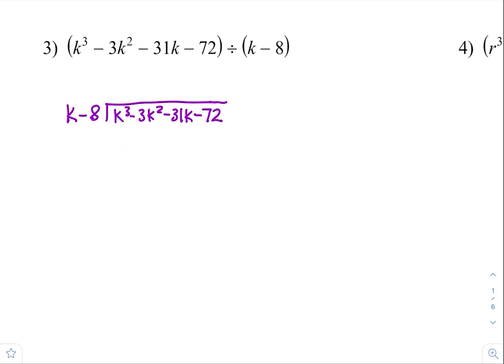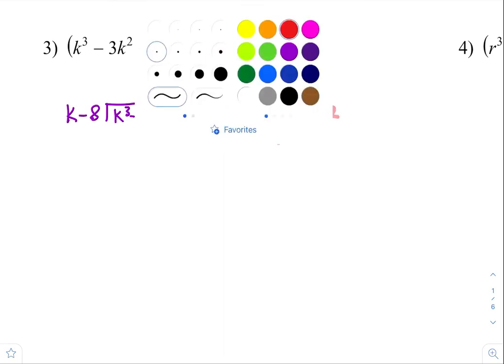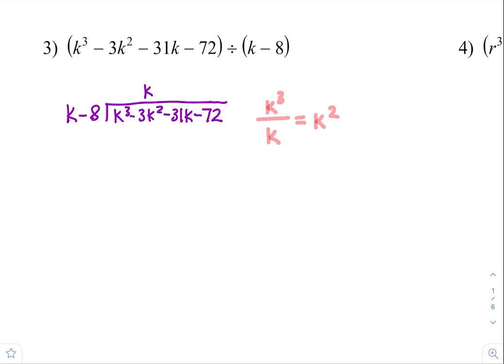So, k to the third divided by the highest degree on the outside, the polynomial on the outside of the division symbol, which is k. So k to the third over k, you guys, is k to the second. So I'm going to put k to the second up top.